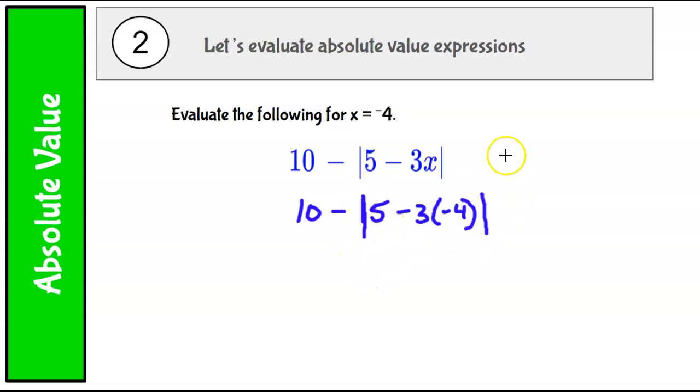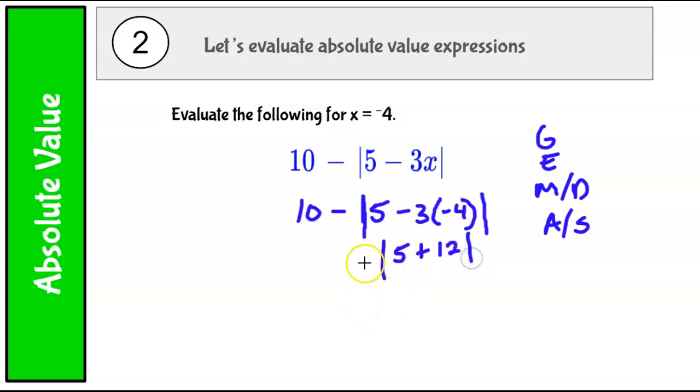Absolute value counts as a grouping symbol. So if we remember our order of operations, we would do the grouping symbol first. And within the grouping symbol, we also follow order of operations. So we're going to do this multiplication first. A negative and a negative is a positive when you multiply. And then we add. And the absolute value of 17 is 17, but then there's a minus on the outside. And then 10 minus 17 is -7.